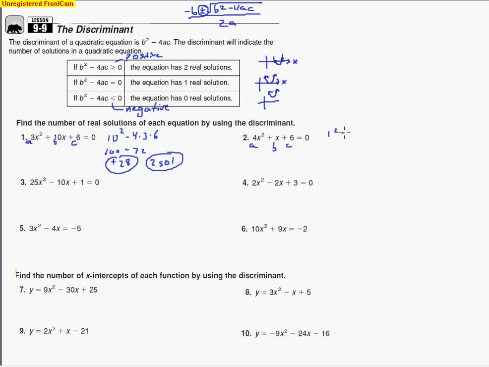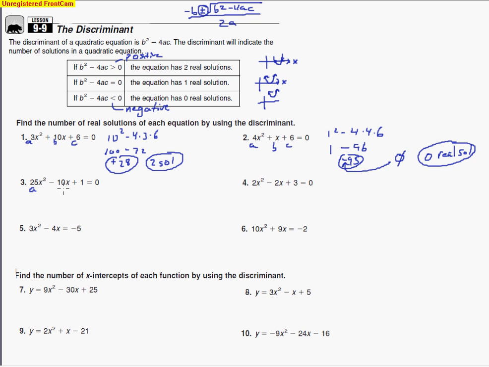1 squared minus 4 times a, which is 4, times c, which is 6. We're left with 1 minus, and then we multiply these numbers: 16 times 6 gives us 96. So when we do the subtraction, you can see how you're getting a negative number. Because of this negative sign right here, that means we have no solutions. So 0 real solutions is another way of saying it. It doesn't mean 0 is an answer. It means there are 0 real solutions. It doesn't cross the x-axis.